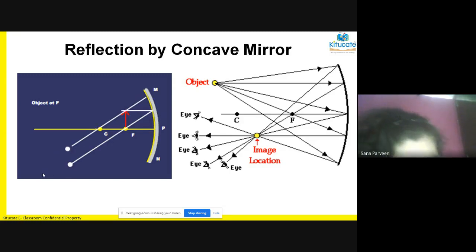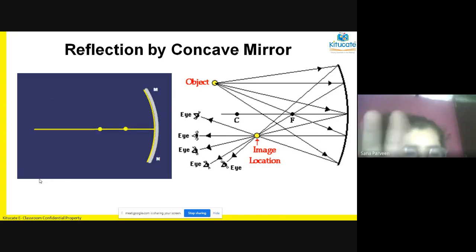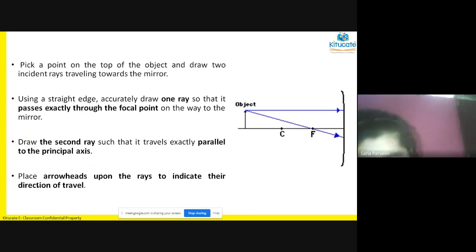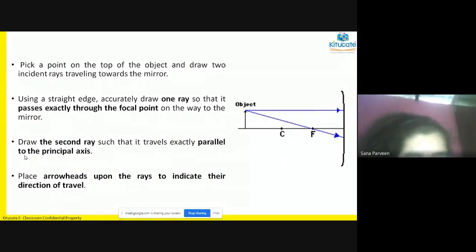Again, we have something written here at the bottom. Image formed at infinity, real and inverted. Concave, as ma'am explained about this. Let's just move on. We'll go through these points very quickly. We've already discussed this one.